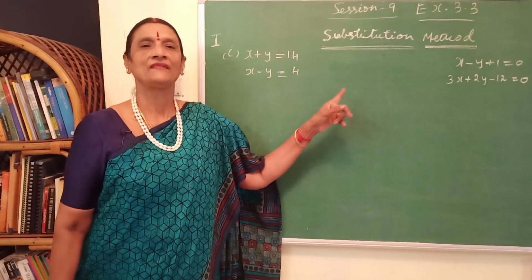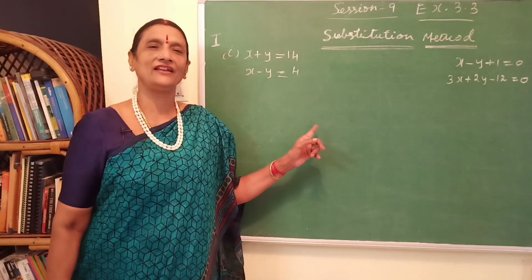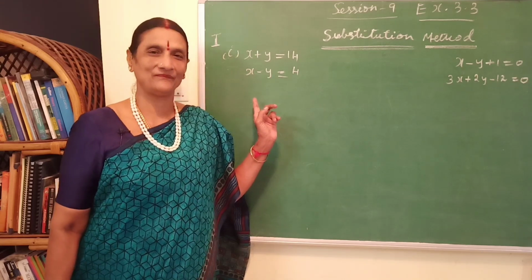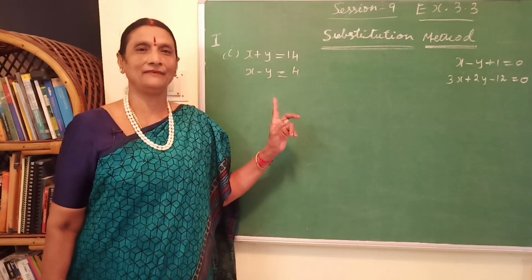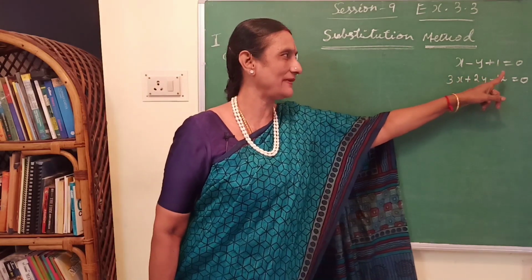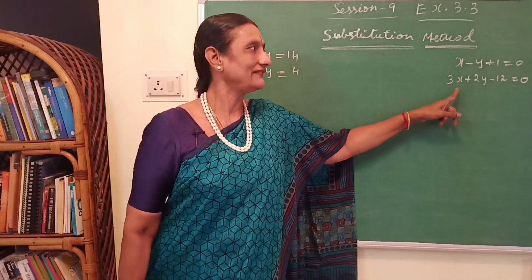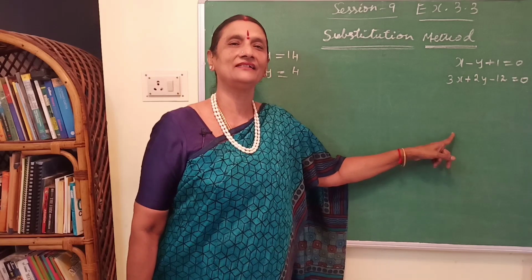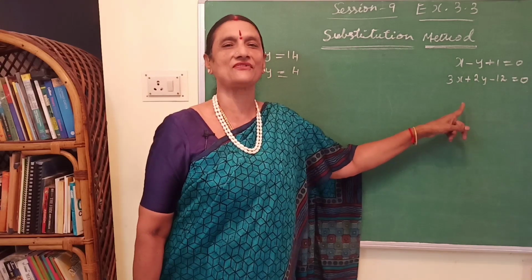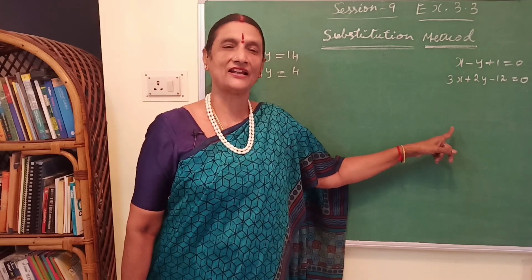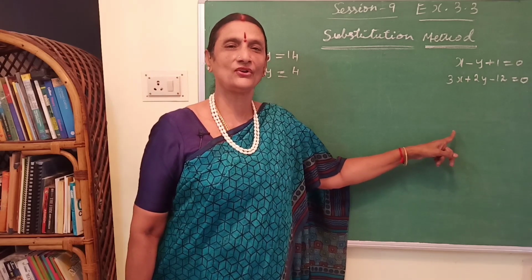Substitution. Okay. Now, do you remember we discussed two equations graphically yesterday? For your reference, I have written down these equations. x minus y plus 1 is equal to 0. 3x plus 2y minus 12 equal to 0. We found the graphs of these two straight lines, and then we got the solutions, isn't it? So do you remember that?